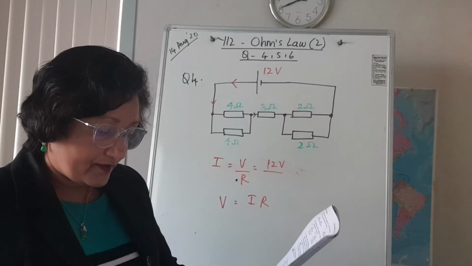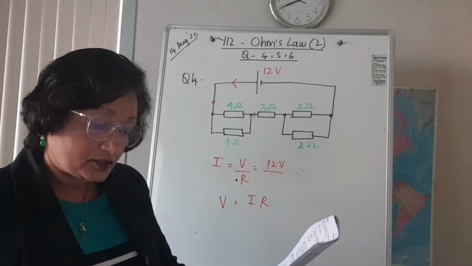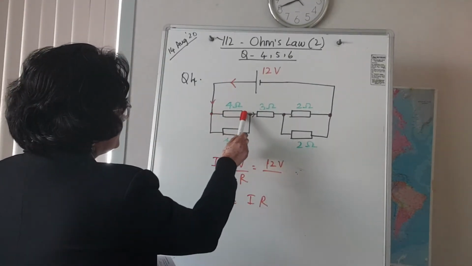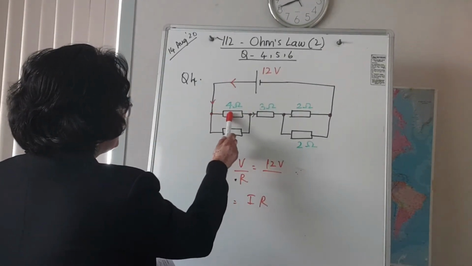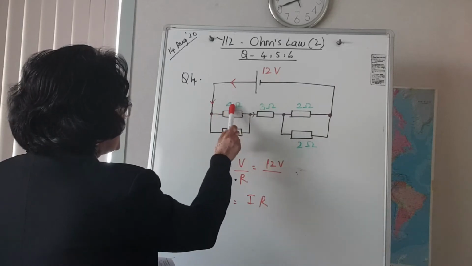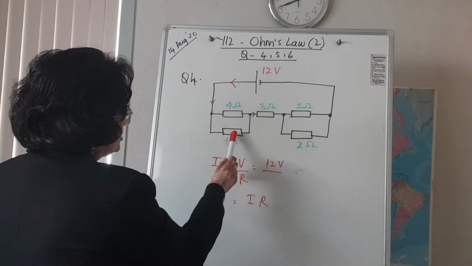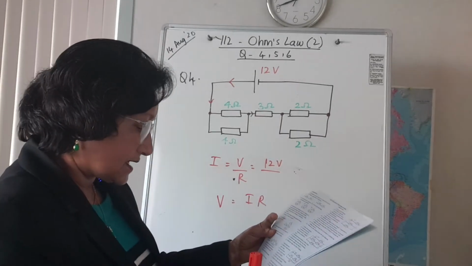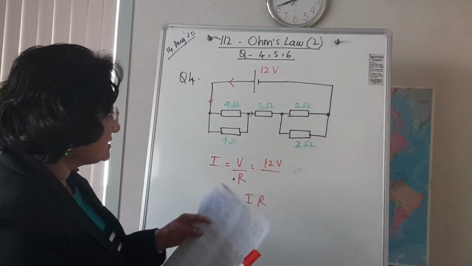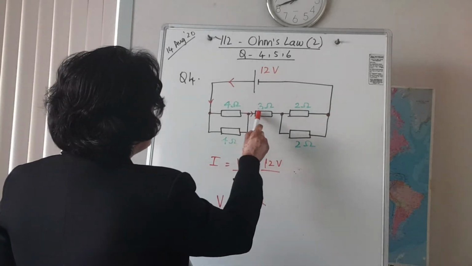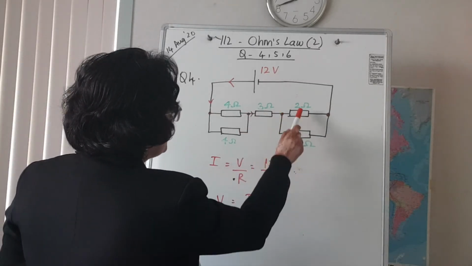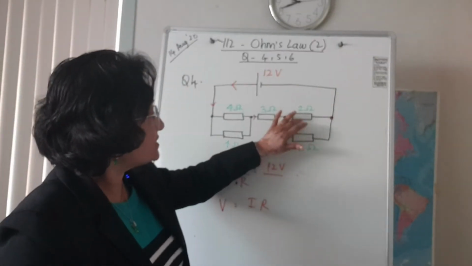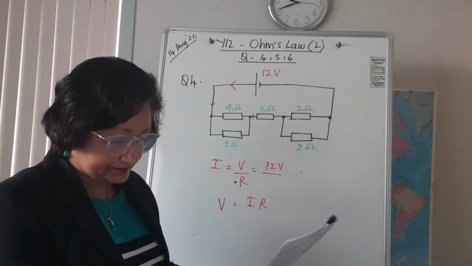Then we have to find the voltage across the 4 ohm resistor. Only half the current flows through here. So whatever that half the current is, current times resistance will give the voltage across the 4 ohm resistor. And then the current in the 2 ohm resistors: all this current splits into 2 equal halves because the resistances are the same. So it's just half the current going through each of those.